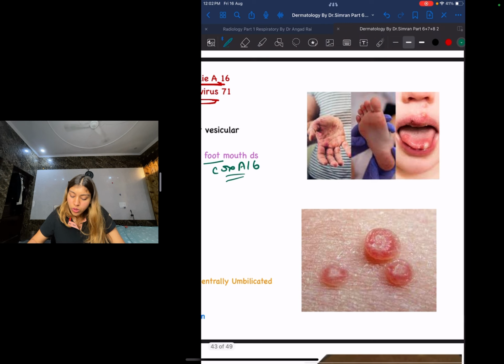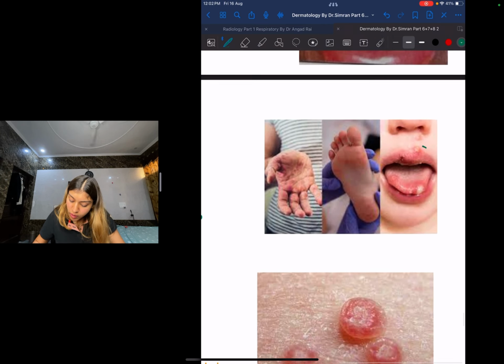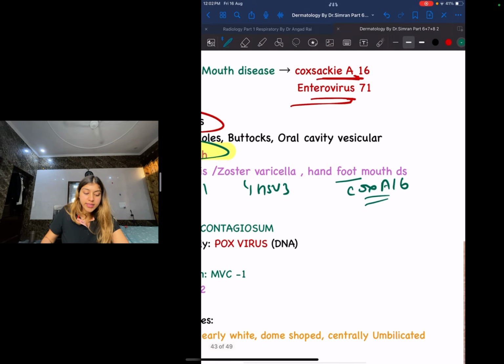Now let us look at it. You can see multiple vesicles on the mouth, multiple vesicles on the hand and also multiple vesicles on the foot. That is why it is called hand, mouth and foot disease. It is caused by Coxsackie A16 or enterovirus 71.